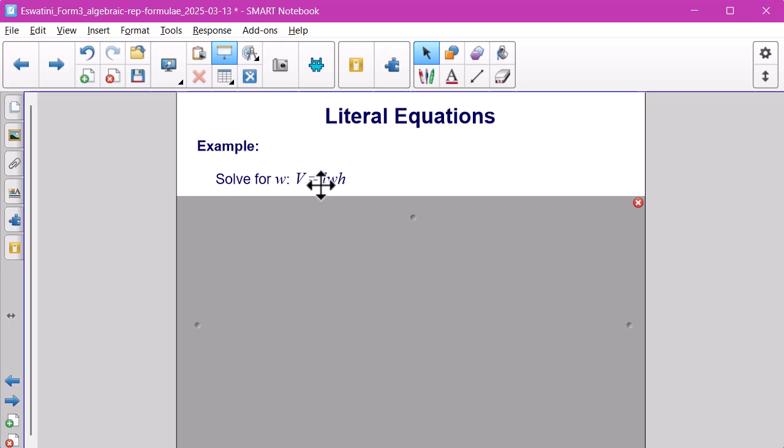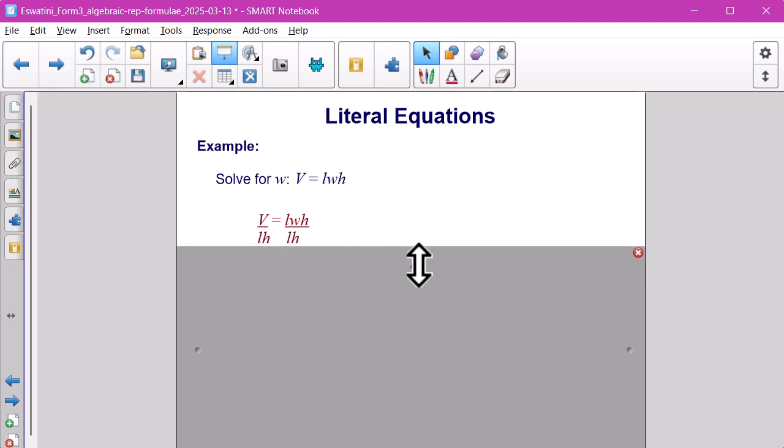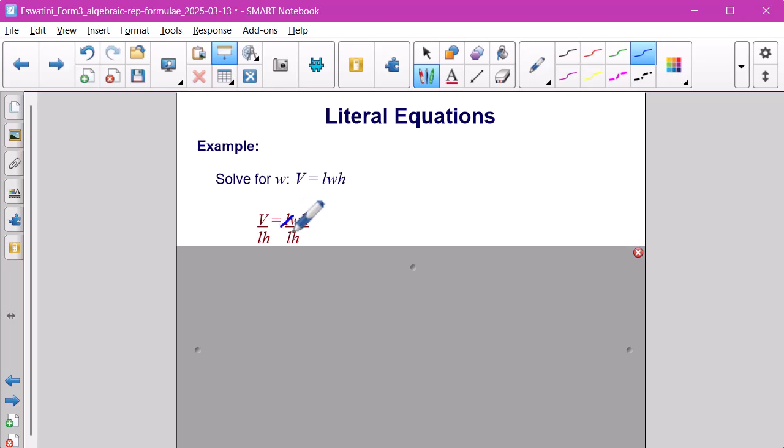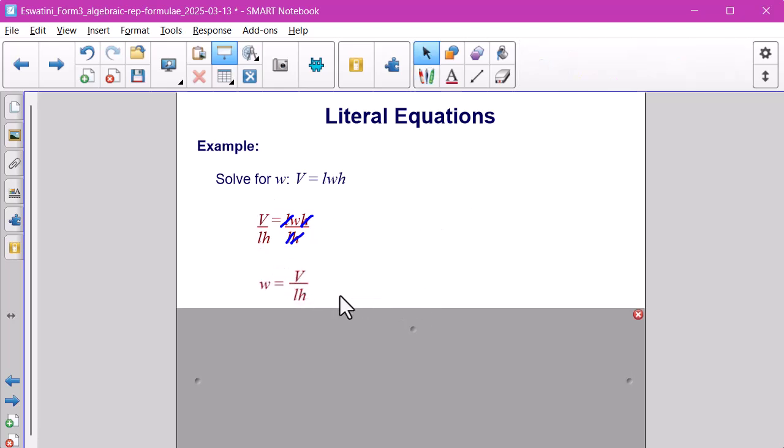We have to first notice the operations that are going on between the length, width, and height on the right side of our equation, and that's multiplication. So in order to solve for the width, we have to do the inverse operation of multiplication, which is division. We're going to divide both sides by the length times the height. And when we do that, the length will cancel out and the height will cancel out on the right side of the equation, and therefore the width is equal to the volume divided by the quantity length times height.